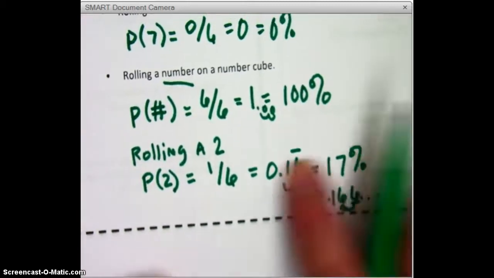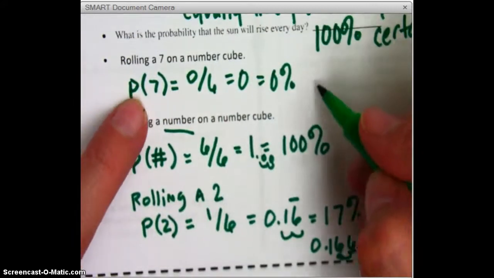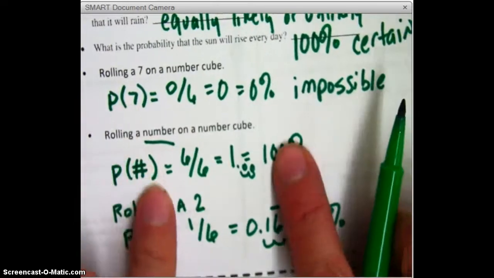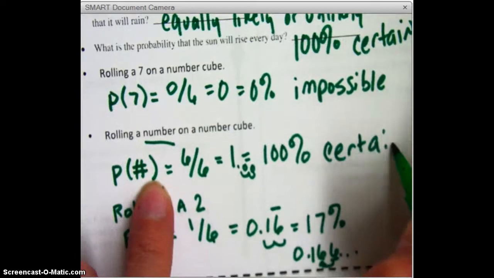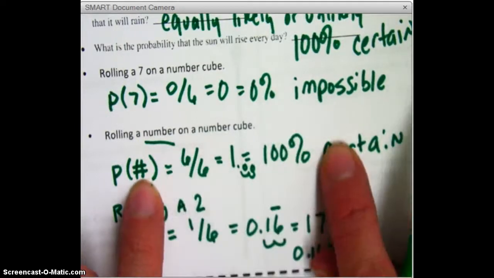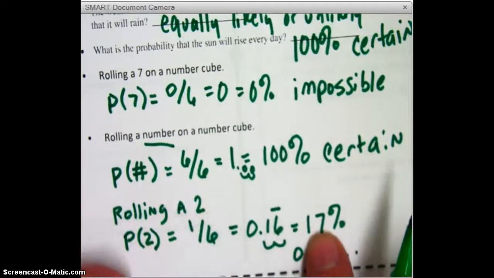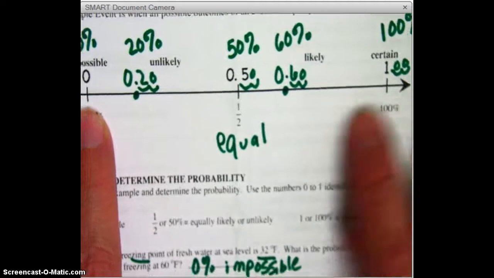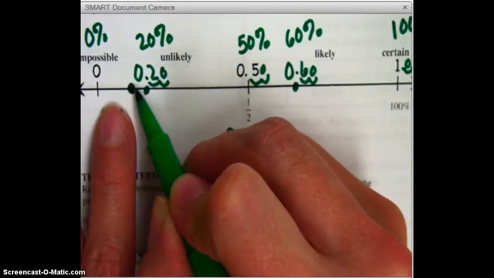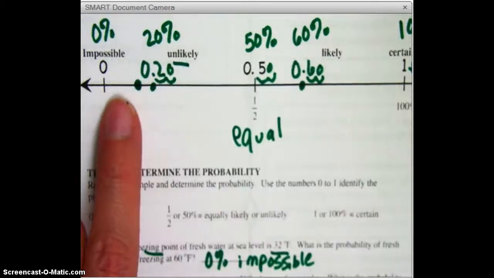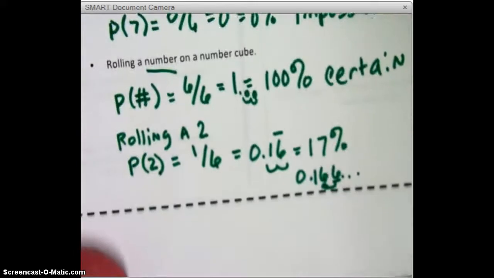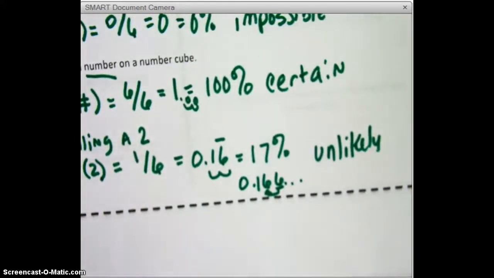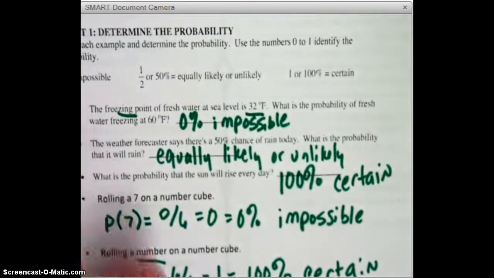So on the likelihood scale, how likely is this? This one here was a 0. This is impossible. It's impossible to roll a 7 on a number cube. This one, it's certain, which means it's absolutely positively going to happen. It's certain to roll a number on a number cube. And then 0.16 or 17%. Here's 0, impossible. Here's 1 or 100%, which is certain. 0.17 would be about right here, which is about 17%. So it's unlikely that it will happen. That means it's not that it can't happen. It's just unlikely that it will happen. And so we'll talk more about this likely or not likely on the next video.